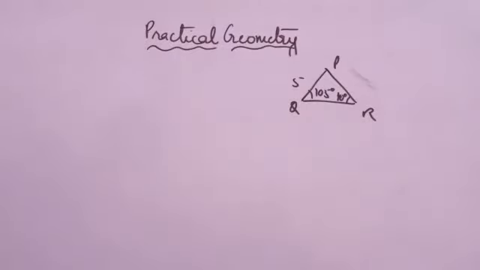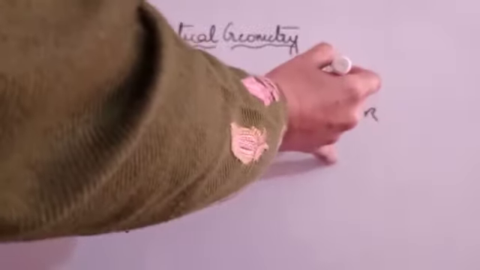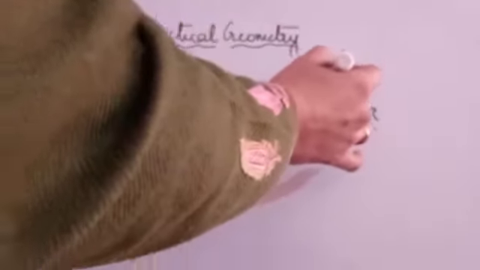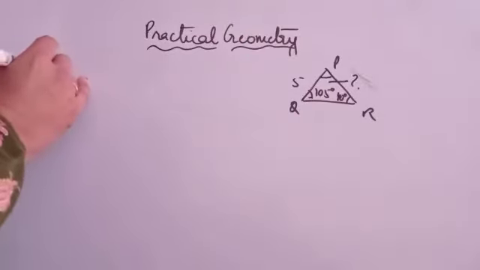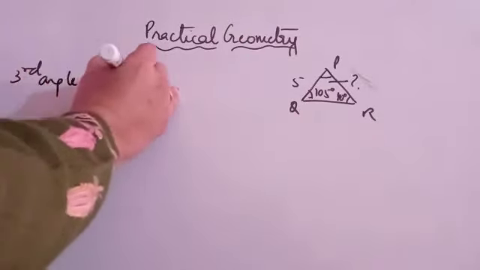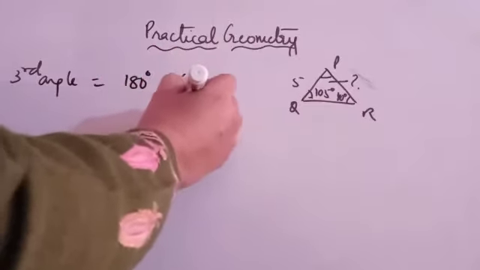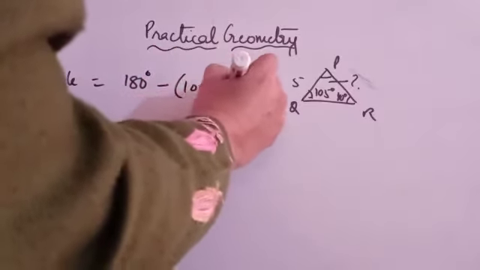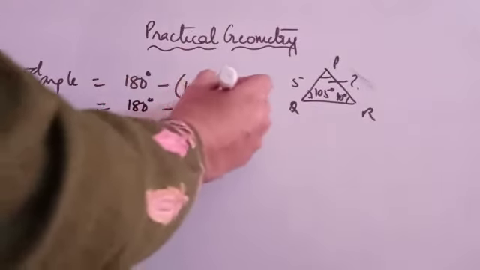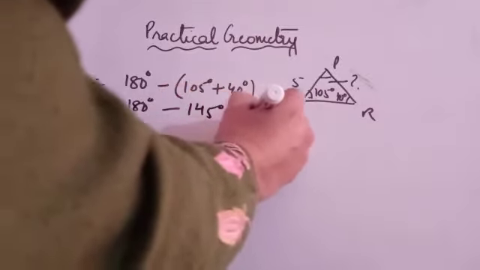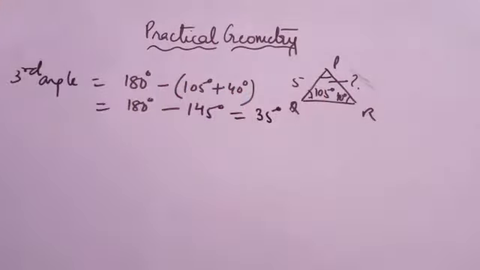So in such cases, if you find the third angle, then this will be the base and these two angles you can draw on them. So the third angle is required. How do you find out the third angle? The third angle is found out by angle sum property. So you add these two and subtract from 180. So 180 minus 145 will give you 35 degrees. So the third angle becomes 35 degrees.